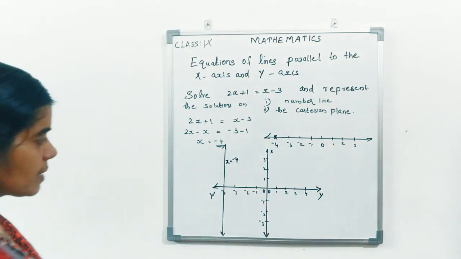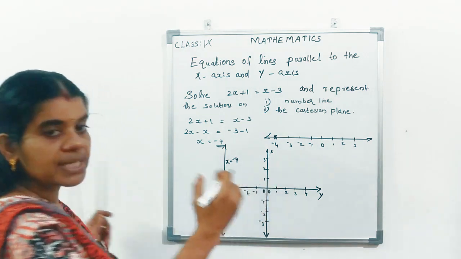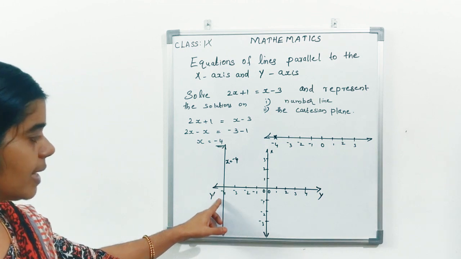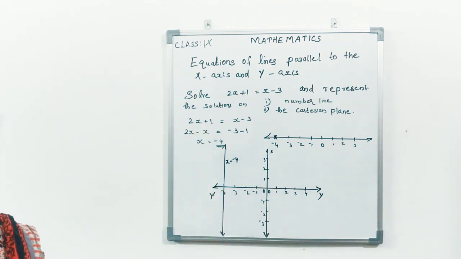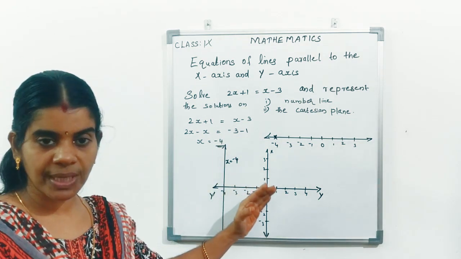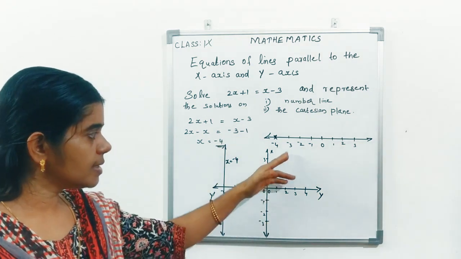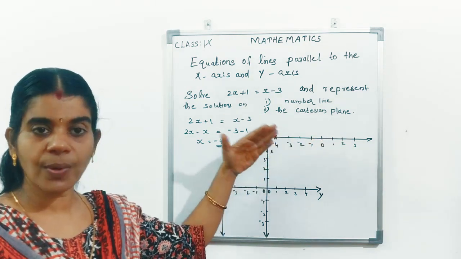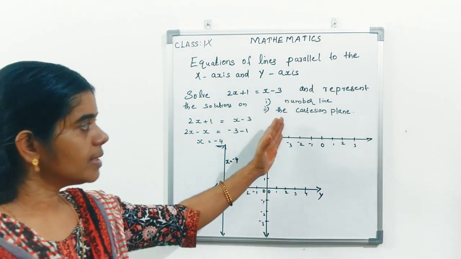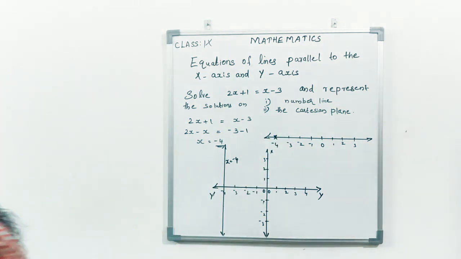Clear? In the Cartesian plane, both x and y axis you want to draw, and along that number you want to draw the line. Sometimes it will be parallel to the x axis. Here x is equal to minus 4, this will be parallel to the y axis. The number line you already studied in the lower classes. Then just look at one more question.